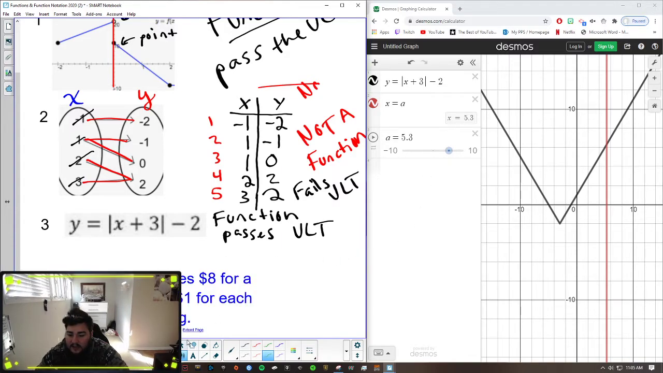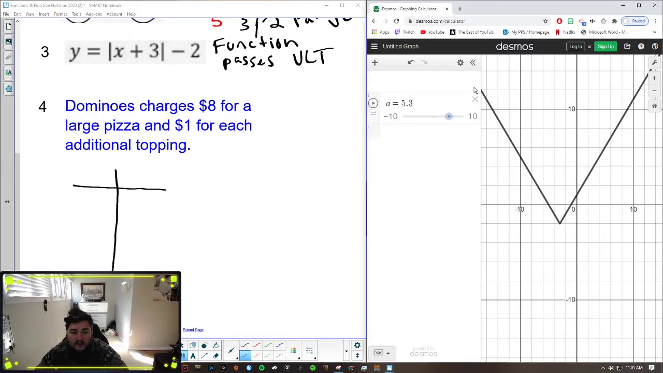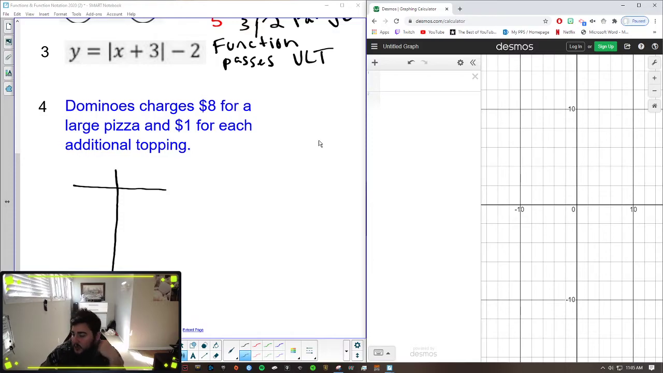Okay, our last problem is a story problem. So when we're given a story problem, we need to make sure we first turn it into a table. Okay? So Domino's charges $8 for a large pizza and $1 for each additional topping. We need to take this information and put it into Desmos.